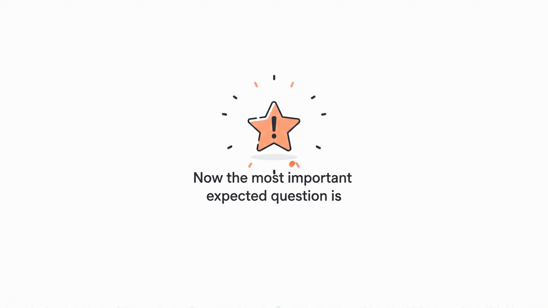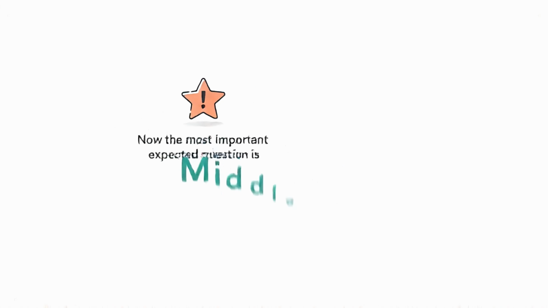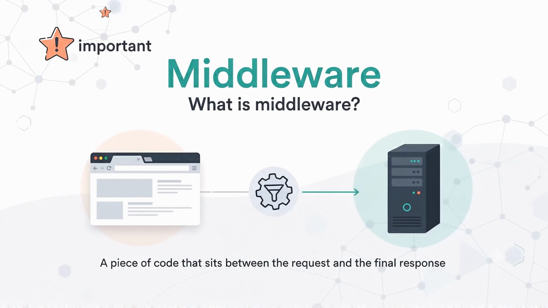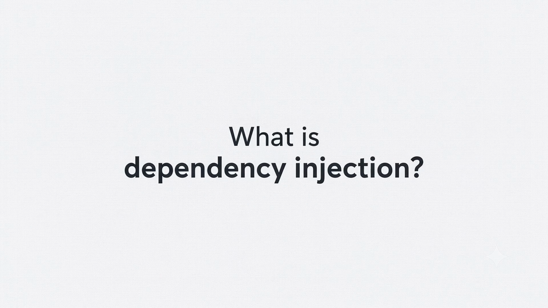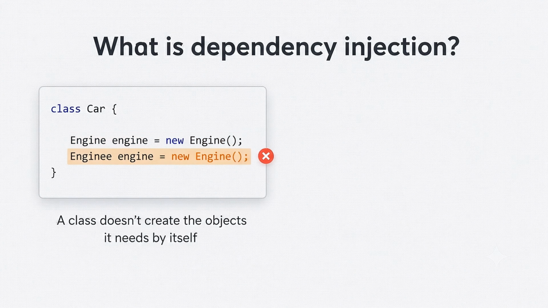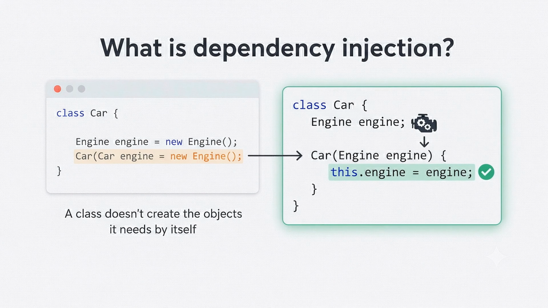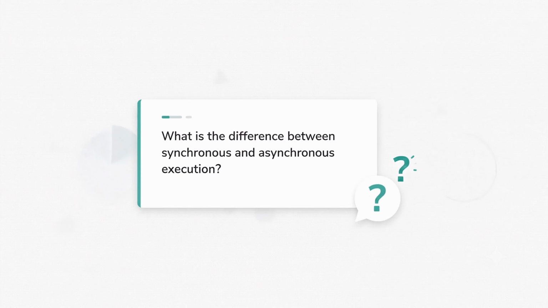Now the most important expected question is middleware. What is middleware? You can reply: middleware is a piece of code that sits between the request and the final response. After that, what is dependency injection? Dependency injection is a design pattern where a class does not create the objects it needs by itself.